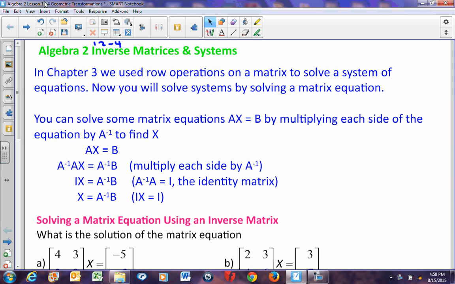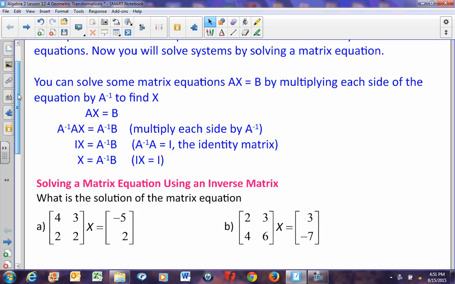Essentially, you can solve some matrix equations, AX equals B, by multiplying each side of the equation by the inverse of A to find X. By multiplying both sides by the inverse, you get the identity matrix on the left-hand side. The identity matrix times X just gives you X. So the inverse of A times B will give you what X equals.